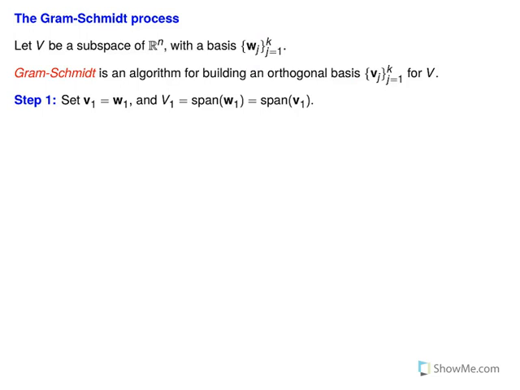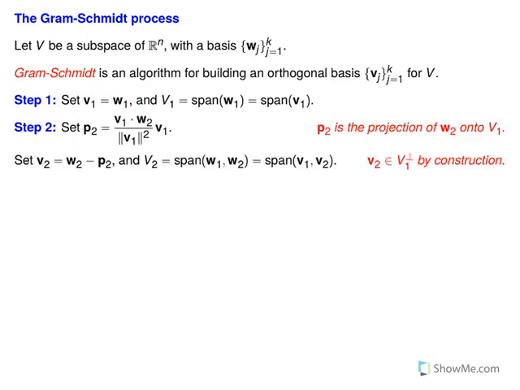The first step is particularly easy, because any set with just one vector is necessarily orthogonal. So all we do is copy the given vector w1 over to v1, and that forms the first element of the orthogonal set. Then in the second step, this is where we're going to have to start doing some work.